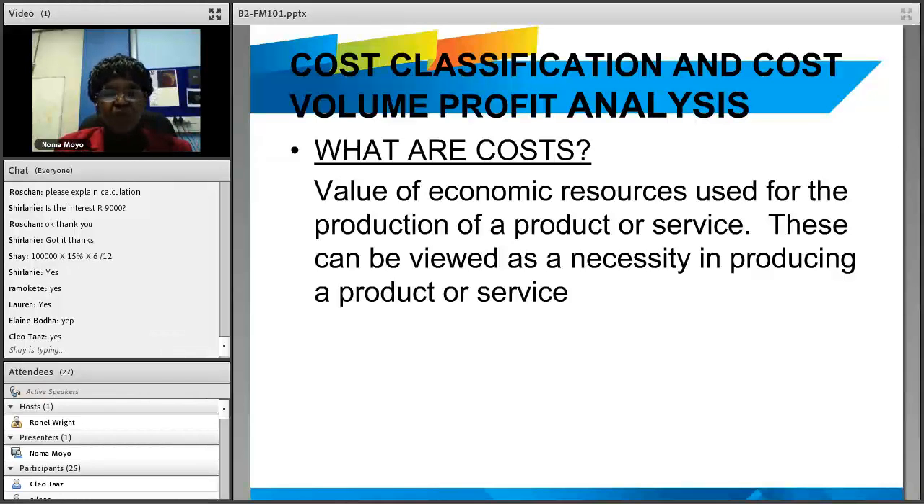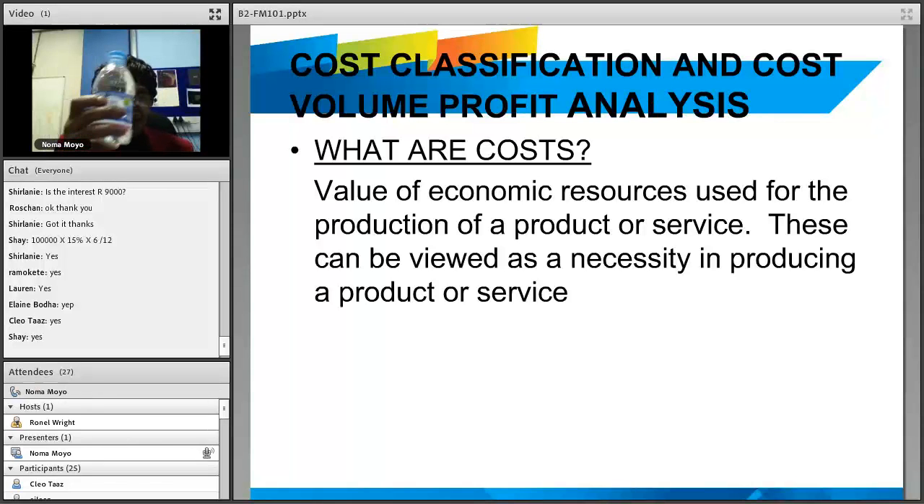Costs, that is value of economic resources used for production of a product or service. These can be viewed as a necessity in producing a product or service. Those are costs. If you look at this, the cost of coming up with this water will be the purification of the water, the bottle, and everything.